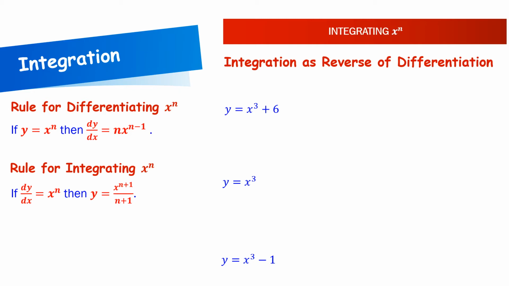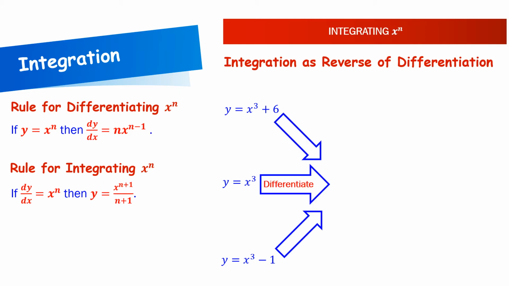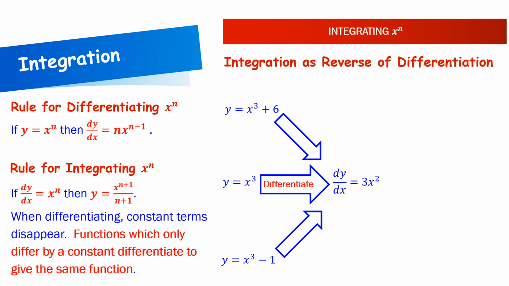y equals x cubed plus 6, y equals x cubed, and y equals x cubed minus 1. All 3 functions are different. However, when we differentiate, we obtain dy dx equals 3x squared for each of them. So when differentiating, constant terms disappear. Functions which only differ by a constant differentiate to give the same function.